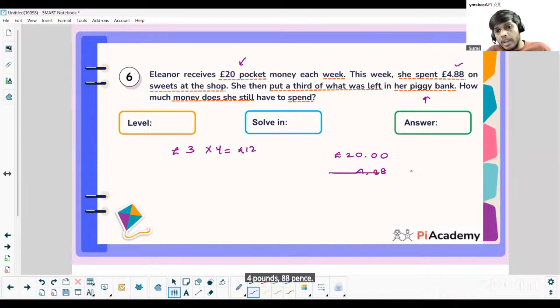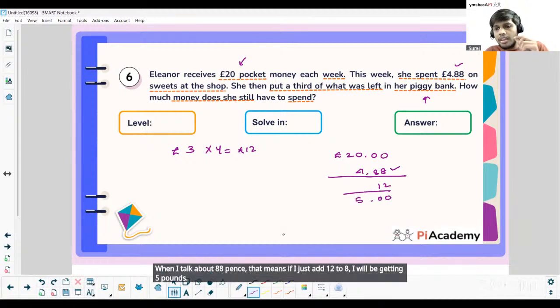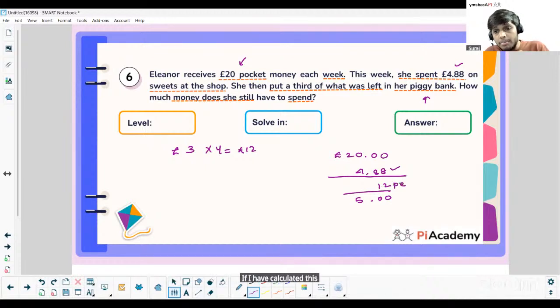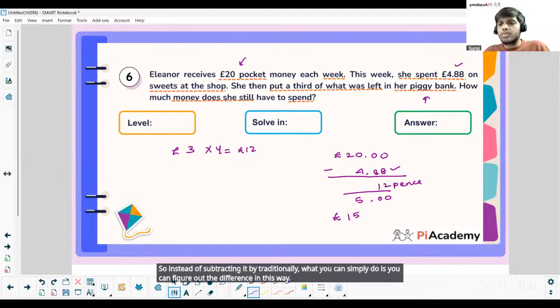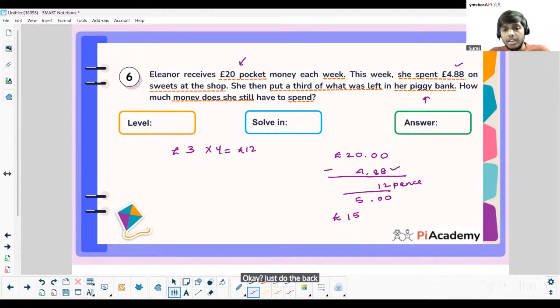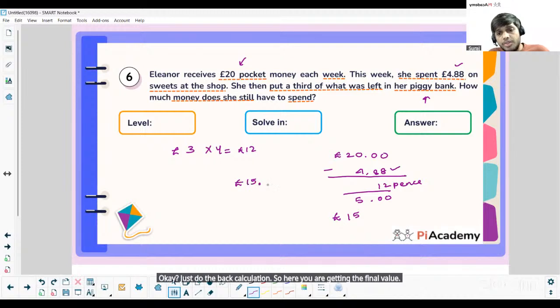So that means she has been deducted by £4.88. Now look at this very carefully. When I talk about 88 pence, if I add 12 to it, I will get £5. So 12 pence is the difference. After that, I just need to add £15 to get the total as £20. So instead of subtracting it traditionally, you can figure out the difference this way. Just do the back calculation. So here you are getting the final value as £15 and 12 pence after she has spent £4.88.